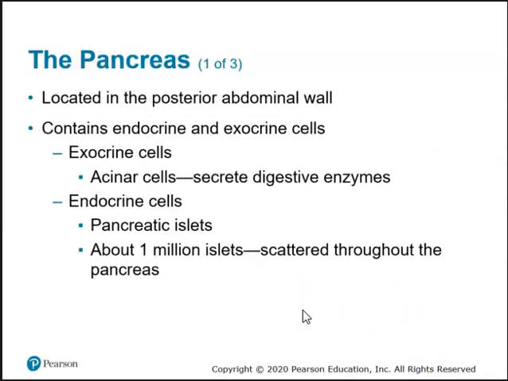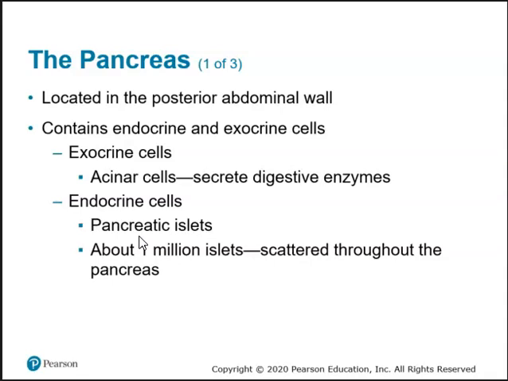The pancreas is located in the posterior abdominal wall, contains both endocrine and exocrine cells. So exocrine cells, also known as acinar cells, these cells are responsible for secreting enzymes, digestive enzymes that help break down our food. And we'll talk about that when we get to the digestive system. But these are exocrine cells. Exocrine, again, these glands do have ducts and allow for hormones to travel through ducts. Endocrine cells, no ducts. The endocrine cells within the pancreas are also known as our pancreatic islet cells.